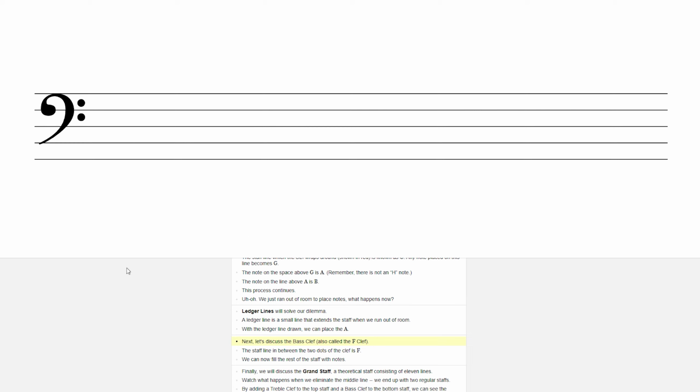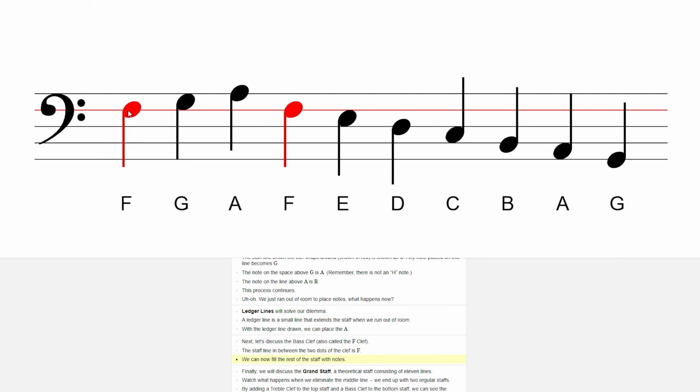Next, let's discuss the bass clef, also called the F clef. The staff line in between the 2 dots of the clef, here and here, this line in between them is the note F. We can now fill in the rest of the staff notes because we know when you go up on the staff, you go up a letter in the musical alphabet. And as you see here, when you go down, you go down a letter in the musical alphabet.